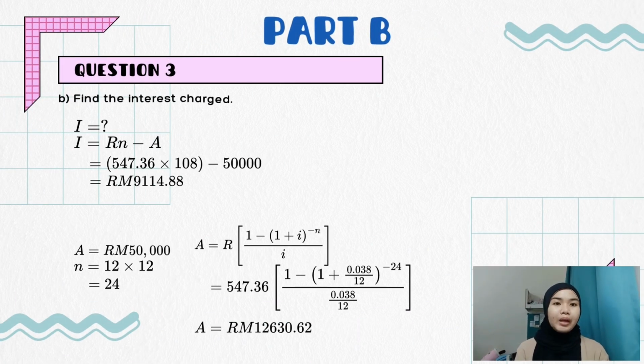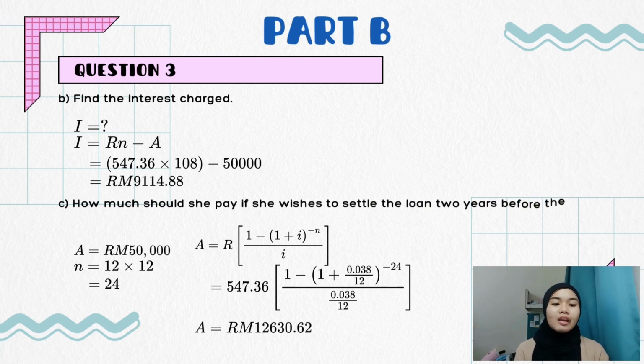Question C. How much should she pay if she wishes to settle the loan 2 years before the due date? A equals 50,000 ringgit, N equals 12 times 2 equals 24. We're going to use the present value formula. So A equals R times {1 minus (1 plus I) to the power of negative N} divided by I. So 547 ringgit 36 cents times {1 minus (1 plus 0.038 divided by 12) to the power of negative 24} divided by 0.038 divided by 12. Then we will get A equals 12,630 ringgit 62 cents.